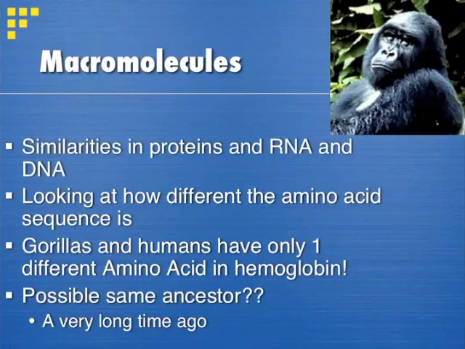And then lastly, using macromolecules, your DNA and RNA, and looking at how different the sequencing of amino acids are, and therefore the DNA and all of that. Strangely enough, gorillas and humans only have one different amino acid in their hemoglobin. So just one different. So it's very possible we have a similar ancestor just a very long time ago.